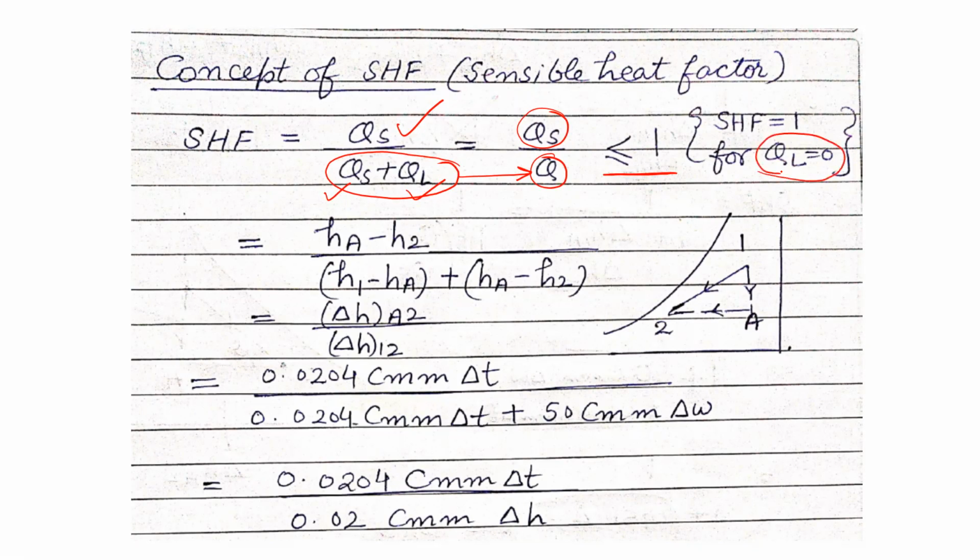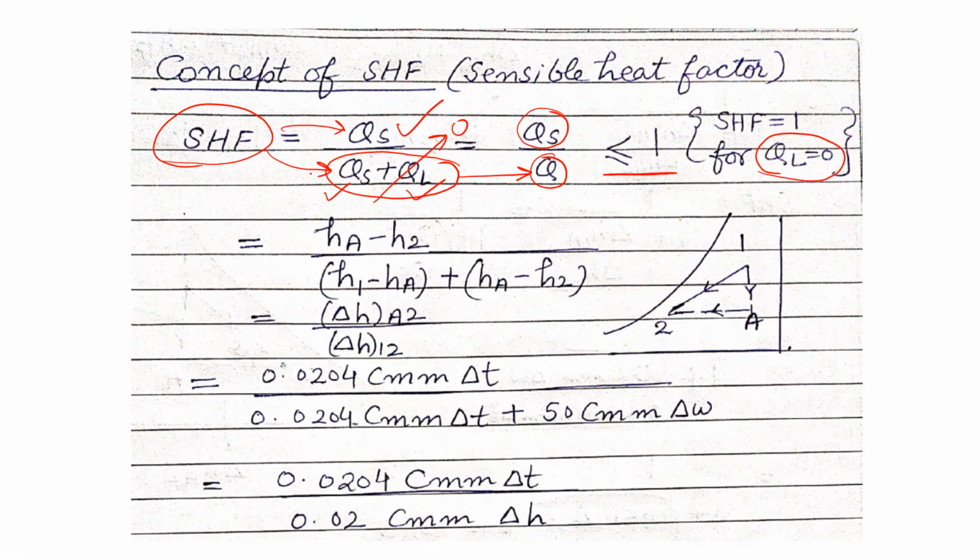You can see this expression. If the value of QL goes to be 0, then the expression of the sensible heat factor becomes QS divided by QS. So it becomes 1. So when the latent heat value is 0, the sensible heat factor is equal to 1. Otherwise, the value of sensible heat factor varies between 0 to 1. It depends upon the value of the sensible heat as well as the latent heat.